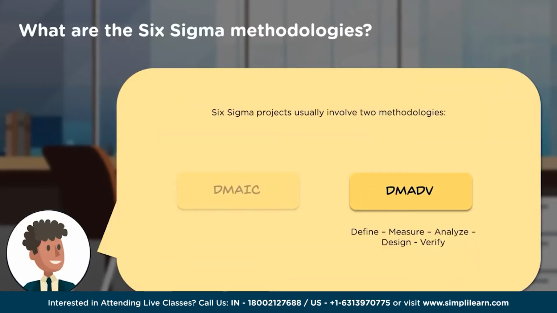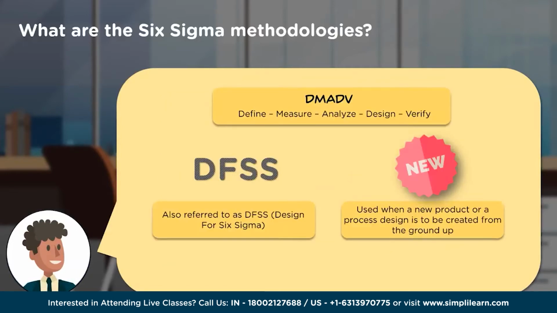Now let's have a look at DMADV. This is short for define, measure, analyze, design, and verify. Now this is also commonly known as DFSS or the design for Six Sigma. Now this is commonly used by companies around the world when they have a new product that needs to be created all the way from scratch.